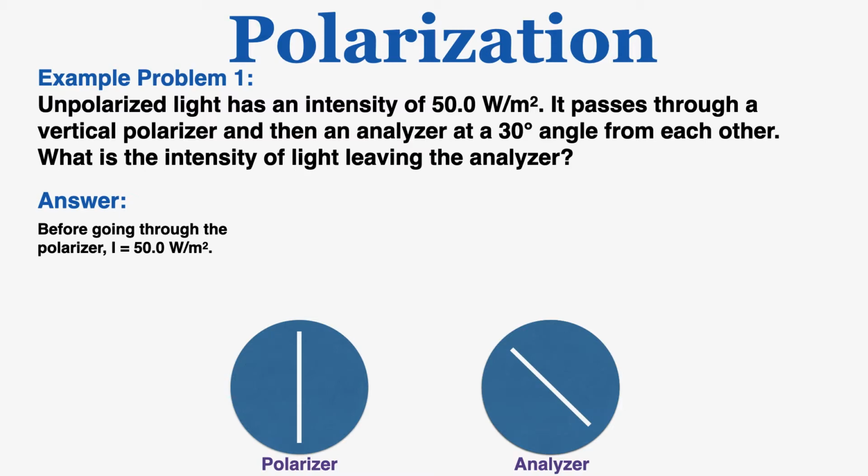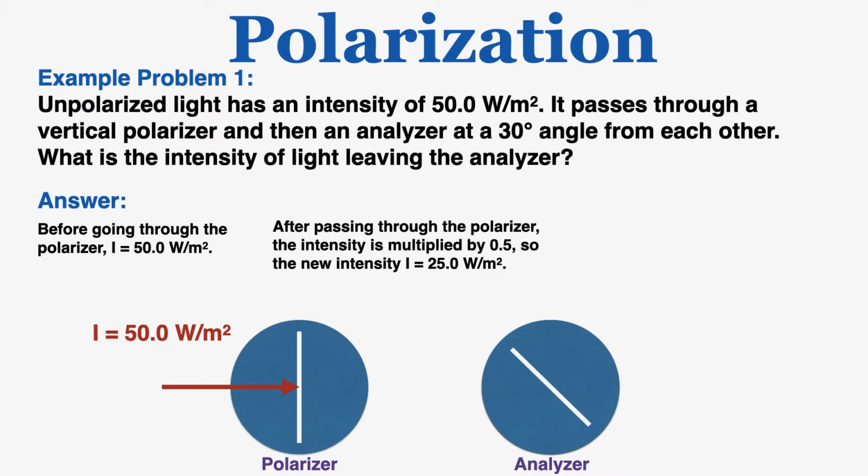Before going through the polarizer, the intensity is 50.0 watts per meter squared. After passing through the polarizer, I remember that unpolarized light being polarized is always multiplied by 0.5, by 1/2. So the new intensity I is equal to 25.0 watts per meter squared. The polarizer always multiplies the intensity by 0.5, and that's probably the most common thing that students forget when doing these problems. They'll often just assume the light doesn't lose any intensity in the polarizer and record the intensity as the same before and after. But it's actually always multiplied by 0.5 when it goes from unpolarized light to polarized light.